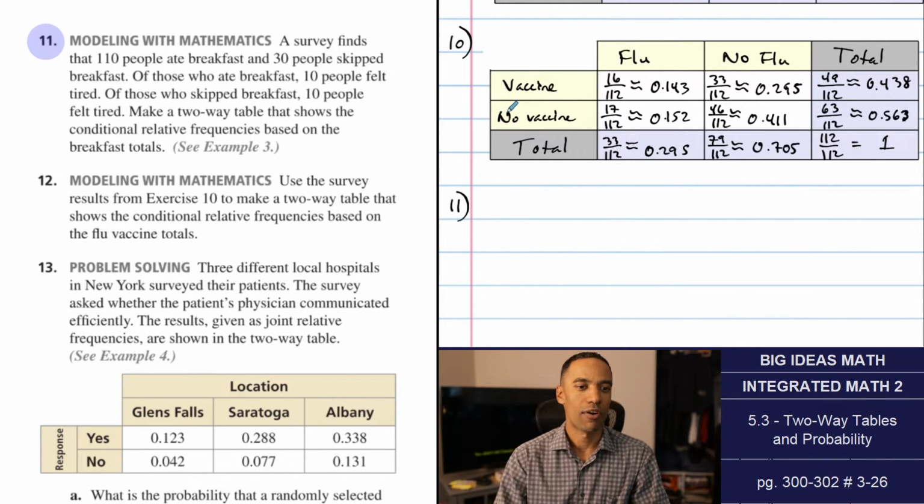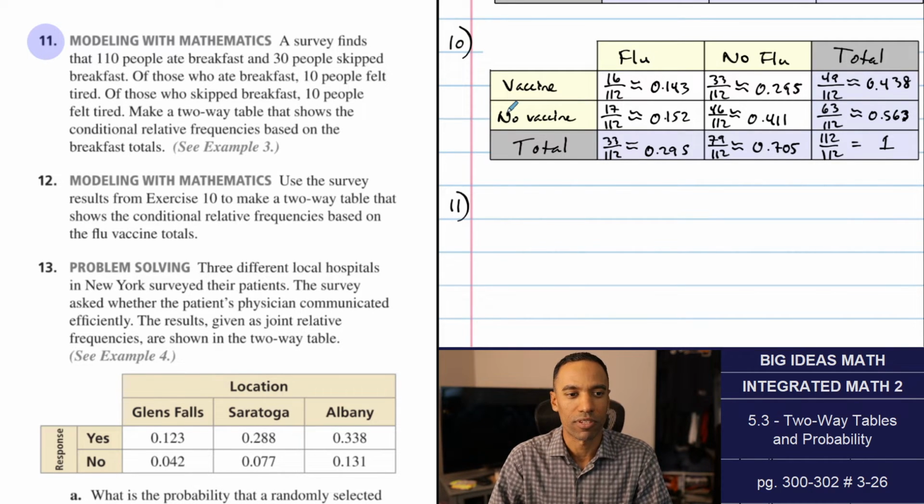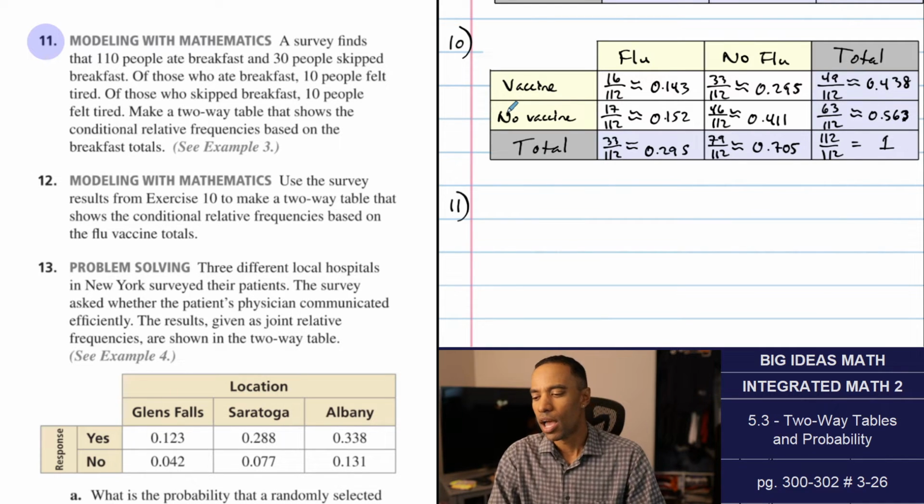A survey finds that 110 people ate breakfast and 30 people skipped breakfast. Of those who ate breakfast, 10 people felt tired. Of those who skipped breakfast, 10 people felt tired. Make a two-way table that shows the conditional relative frequencies based on the breakfast totals.